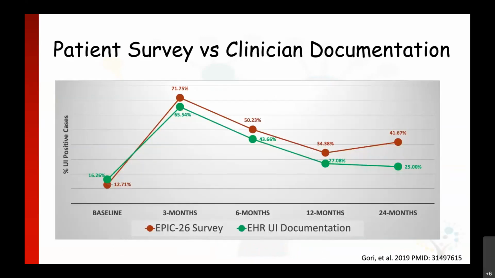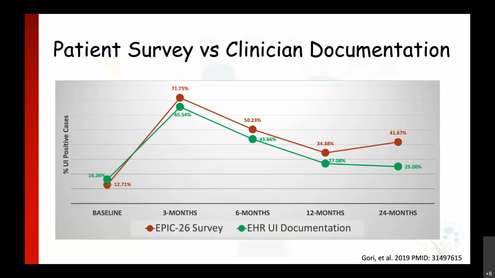So you might ask, how well does the clinical documentation of these patient-centered outcomes correspond with what the patient's saying? So here's some work that looks exactly at that question. In this figure, the green line represents the percent of urinary incontinence cases out of our total prostatectomy cases over time that had a clinical documentation of urinary incontinence. And the red line represents what the patient has reported in the validated EPIC-26 survey to assess urinary incontinence.